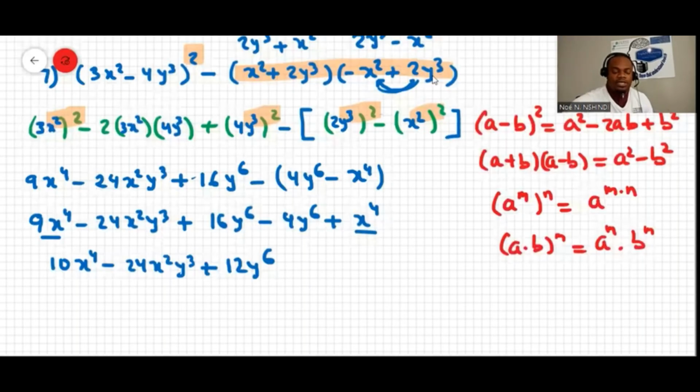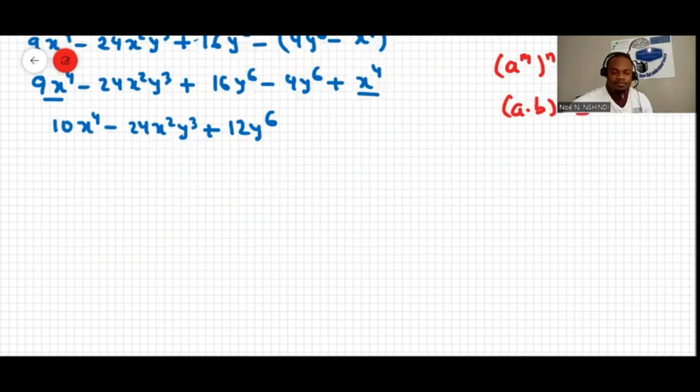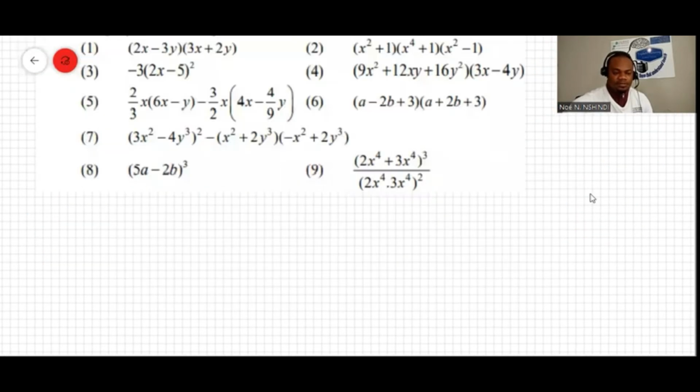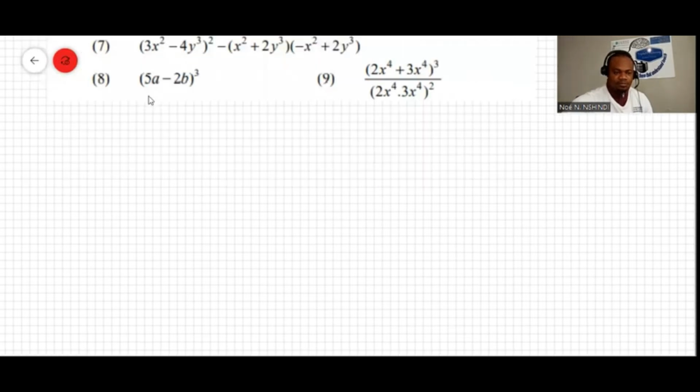Now we can do question 8. Okay, here it is, question 8. It's 5a minus 2b to the power of 3.